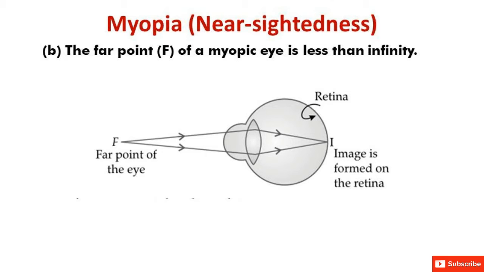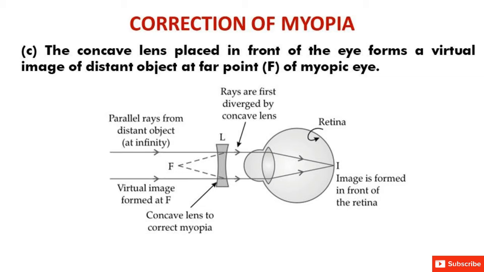A person with this defect has the far point nearer than infinity. Such a person may see clearer up to a distance of few meters. Distant objects are not clearly visible. It is corrected by using concave lens. As you can see in the figure, in a myopic eye, image of distant object is formed in front of the retina and not on the retina. The far point of a myopic eye is less than infinity.